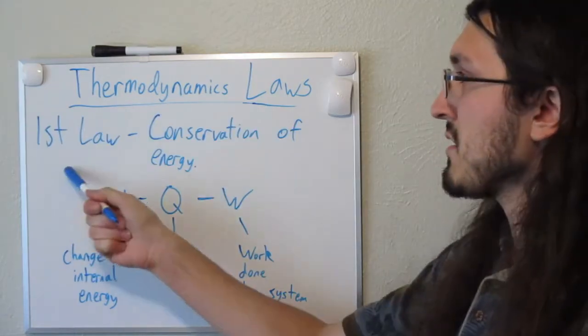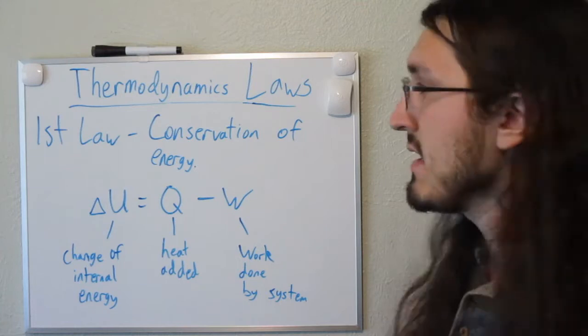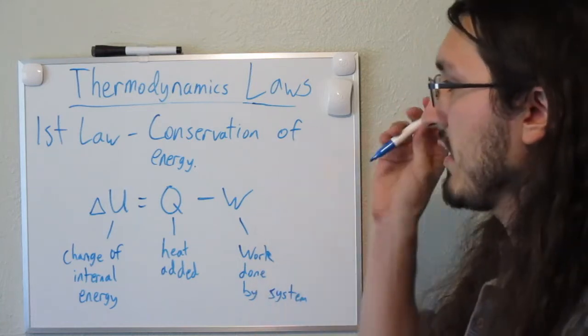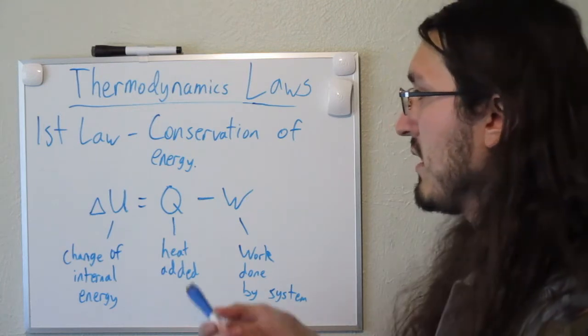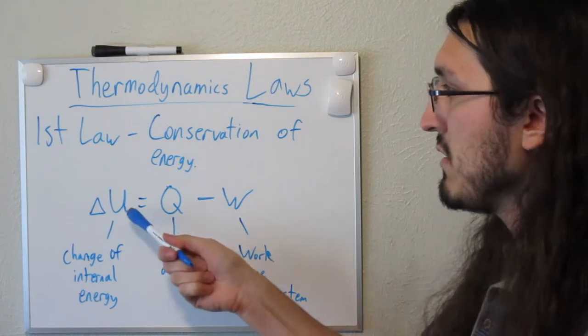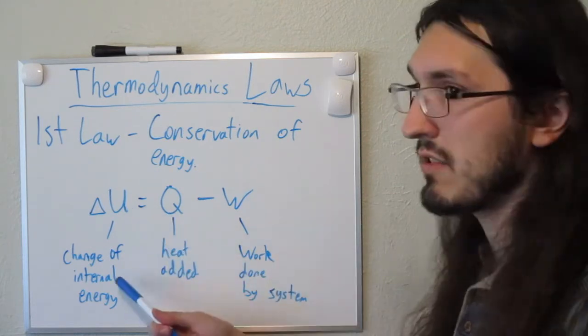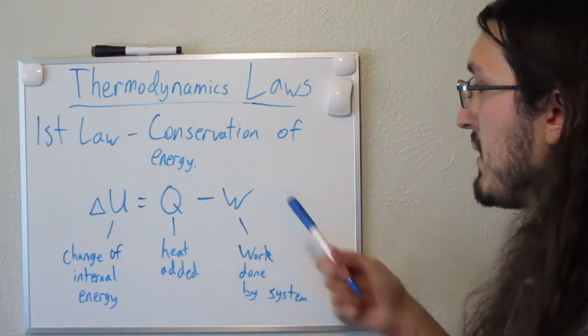Okay, so once again, the first law is just the conservation of energy, but applied to thermodynamic processes, where the total change in internal energy is equal to the heat added minus the work done by the system. Okay, we use a U to notate the internal energy, we use a Q to notate heat energy, and we use W to notate work.